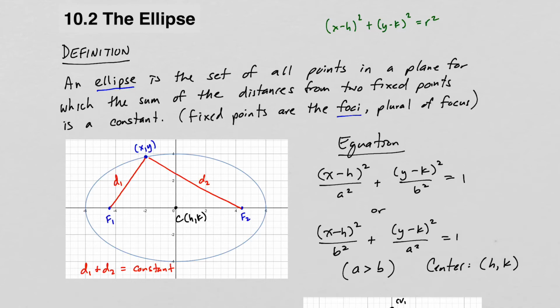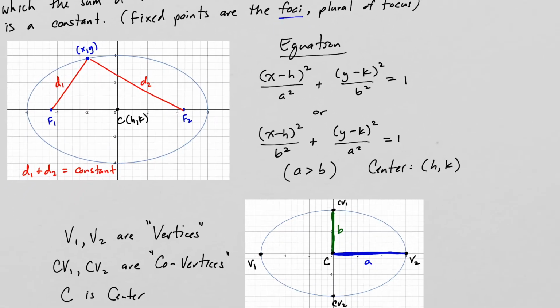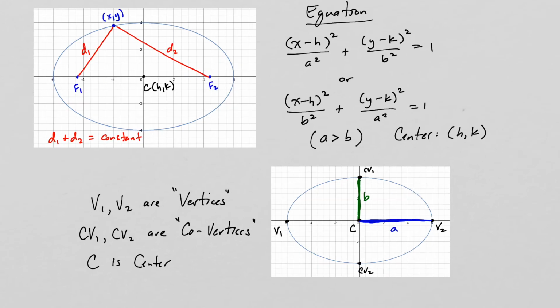So let me talk a little bit more about what I was just saying. So you have your two equations for an ellipse, either this one or this one. And the a and the b here, as I was talking about, refer to the distance from the center out to what we call a vertex. That's our distance A. And the distance from the center out to a co-vertex is our distance B.